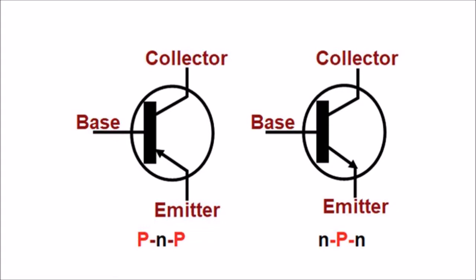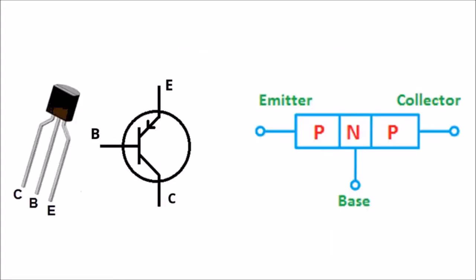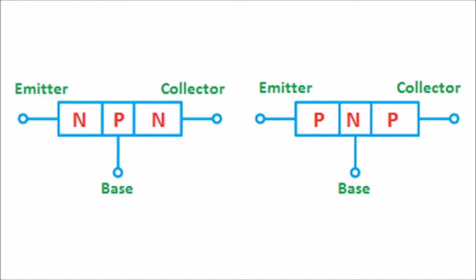When a single N-type semiconductor layer is sandwiched between two P-type semiconductor layers, a PNP transistor is formed. The circuit symbol and diode analog of the PNP transistor is shown in this figure. The PNP transistor is made up of three semiconductor layers: one N-type semiconductor layer and two P-type semiconductor layers. The PNP transistor has three terminals: emitter, base and collector terminal.